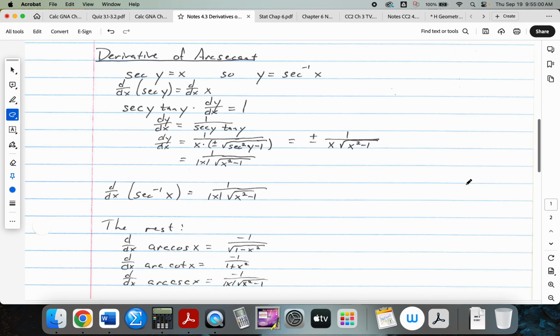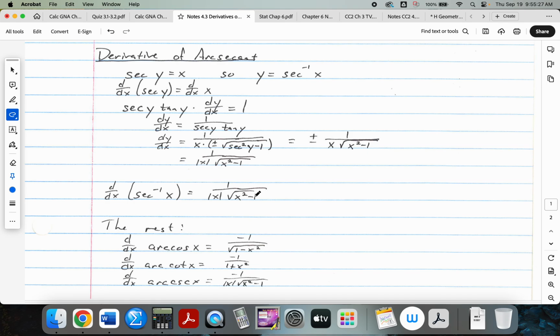And then the derivative of arcsecant, it's a little uglier because there's a plus minus involved here when we take the square root. And the way that that's dealt with is we just make it the absolute value. Then we don't have to worry about the plus minus. So the derivative with respect to x of the secant inverse of x is 1 over the absolute value of x times the square root of x squared minus 1.